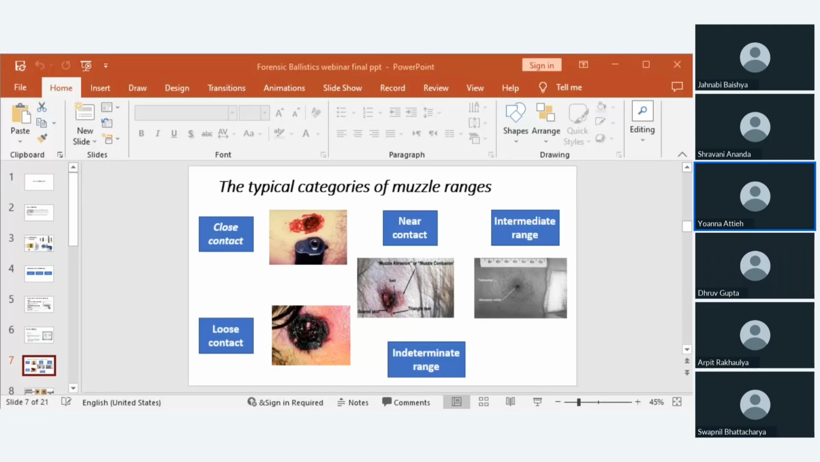All right. So now we're going to talk about the typical categories of muzzle range.